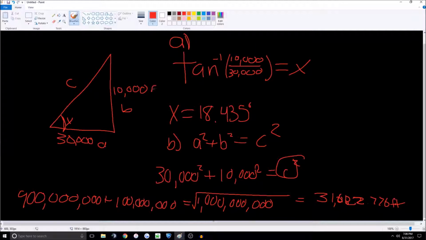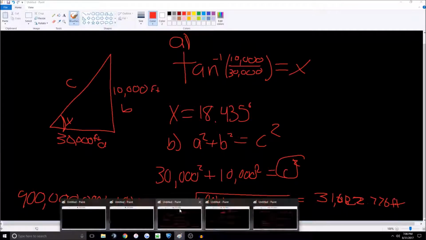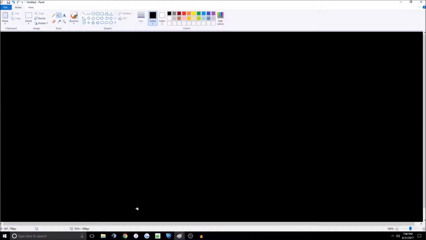Like I said before, the unit of this problem is feet because we were figuring out the height of the volcano, and that's just the measurement they used. So for part A, the answer is 18.435 degrees, and for B, it is 31,622.776 feet. So let's go ahead and move on to our fourth question.